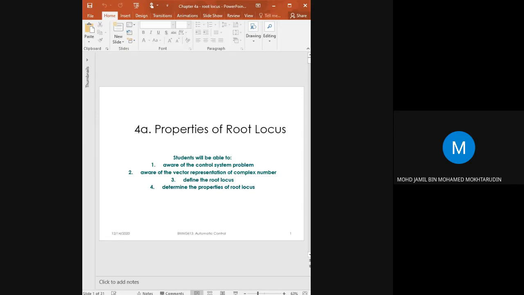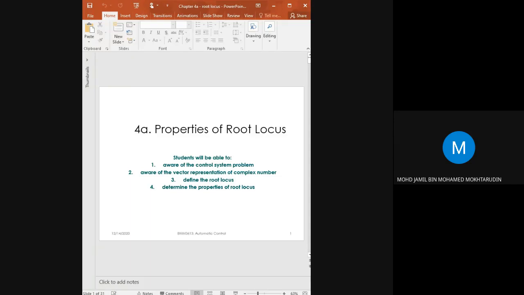And from the plot, you can determine that if the poles are on the right-hand side of the S-plane, then the system will be unstable. If the poles are on the left-hand side of the S-plane, then the system is stable. And lastly, if the poles are located on the jω axis, then the system is marginally stable.